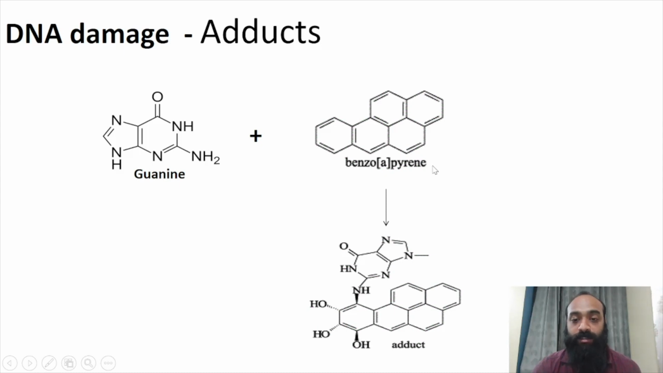Benzo[a]pyrene is a known DNA damaging agent in the sense that it can bind to the bases of DNA, like guanine, and form a very large structure that looks like this. When this adduct forms, it causes problems in the structure of the DNA helix. It will lead to distortion of the DNA, and if the DNA has to undergo replication or transcription, this adduct will not be recognized properly as a base, and probably replication or transcription may not happen at that point.